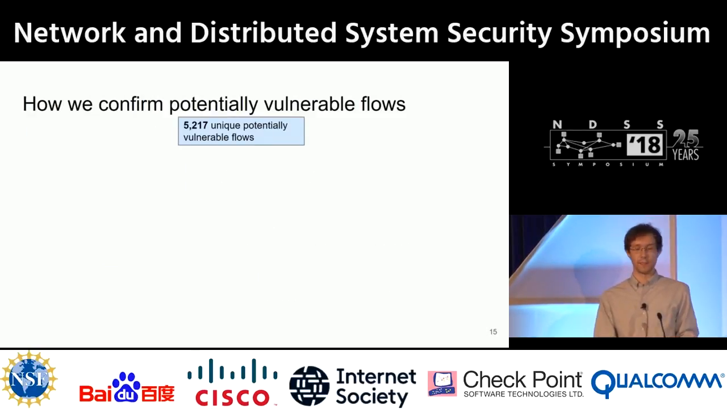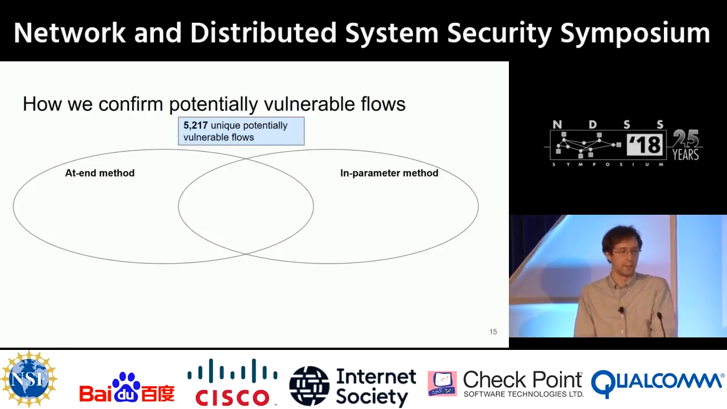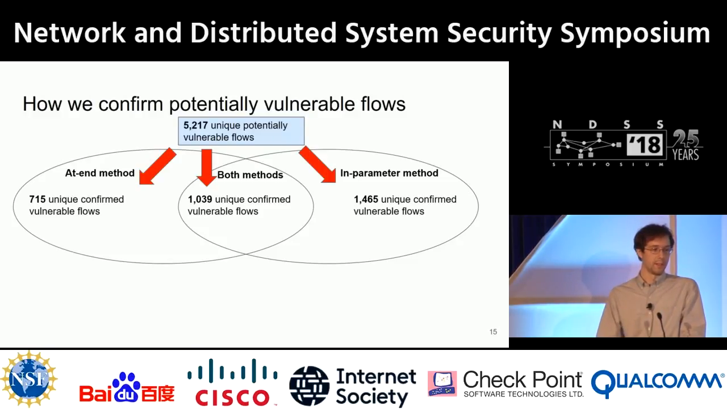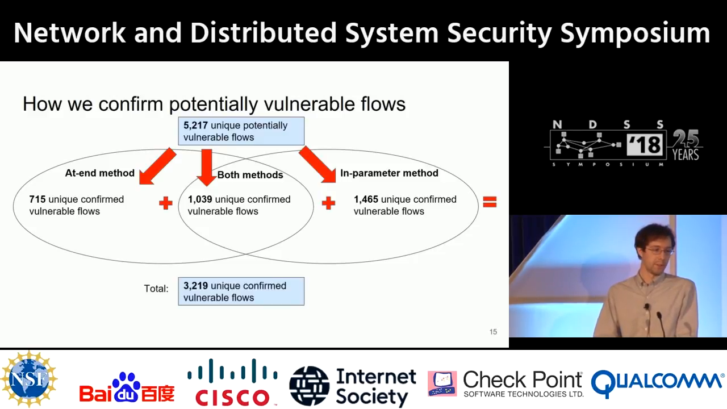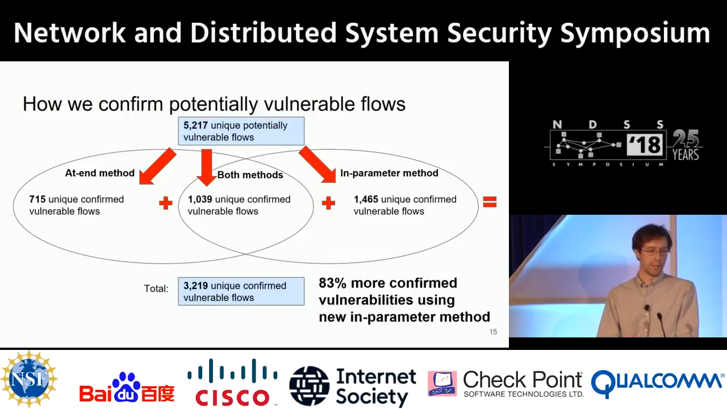And so of these 5,000 potentially vulnerable flows, some were confirmed using the add-end method and some with the in-parameter method, and some using both. And we found 700 confirmed with the add-end method, 1,000 with both methods, and 1,500 with the in-parameter method. And so this is a total of a little bit more than 3,000 confirmed vulnerable flows. And we were able to confirm 83% more using this in-parameter method than just using the add-end method. And so this 3,000 vulnerabilities is the data set of vulnerabilities that I'm going to talk about for the rest of the talk.